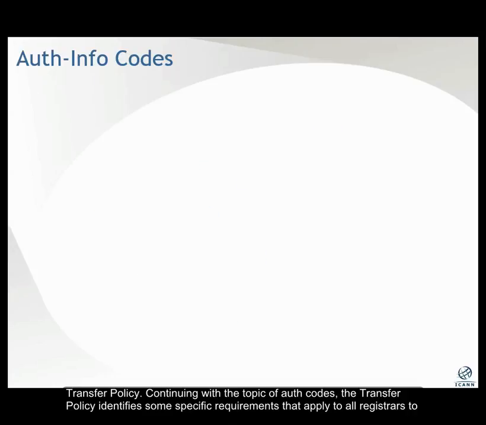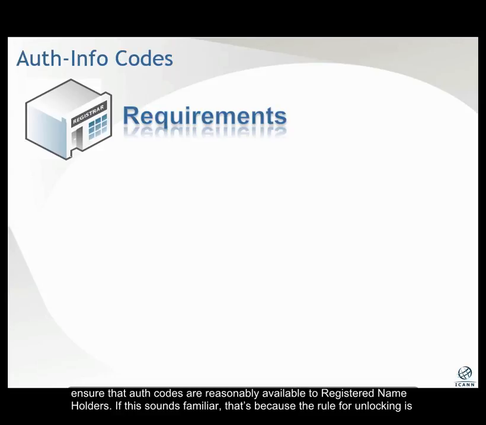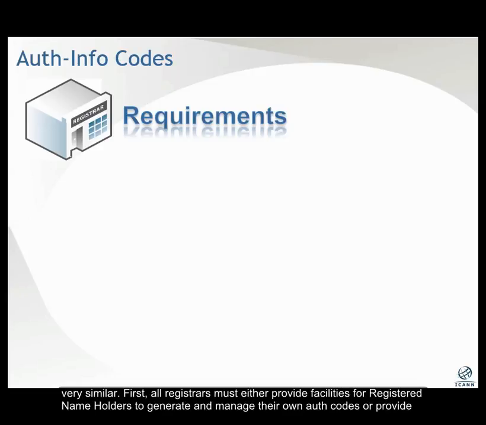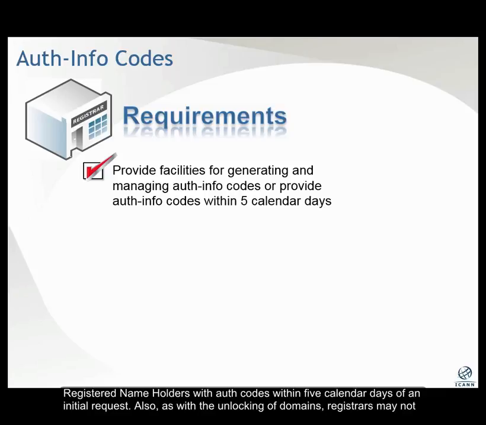Continuing with the topic of auth codes, the transfer policy identifies some specific requirements that apply to all registrars to ensure that auth codes are reasonably available to registered name holders. If this sounds familiar, that's because the rule for unlocking is very similar. First, all registrars must either provide facilities for registered name holders to generate and manage their own auth codes, or provide registered name holders with auth codes within 5 calendar days of an initial request.